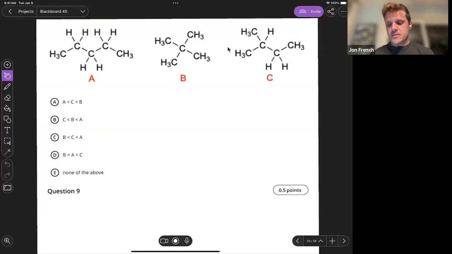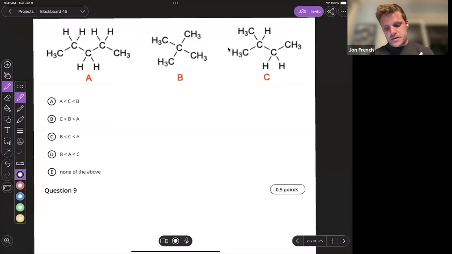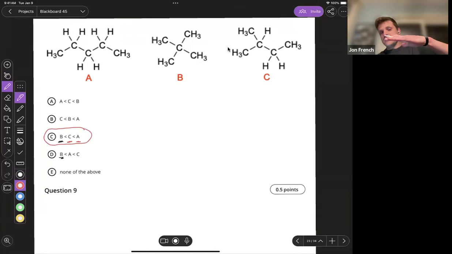So the lowest boiling point, right? More branching, lower the boiling point. So B should have the lowest boiling point, followed by C, right? And then A should have the highest boiling point because it's just a straight chain, right? It's going to have the most surface area.